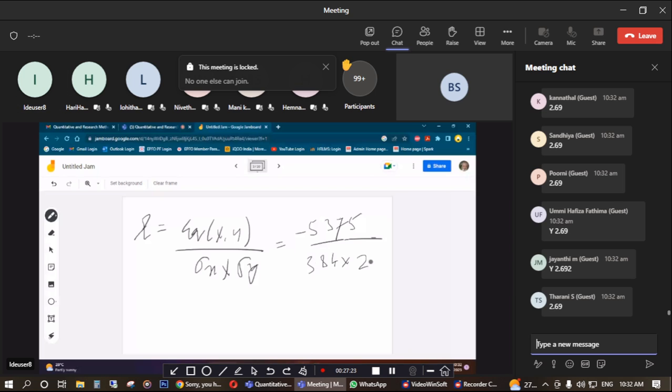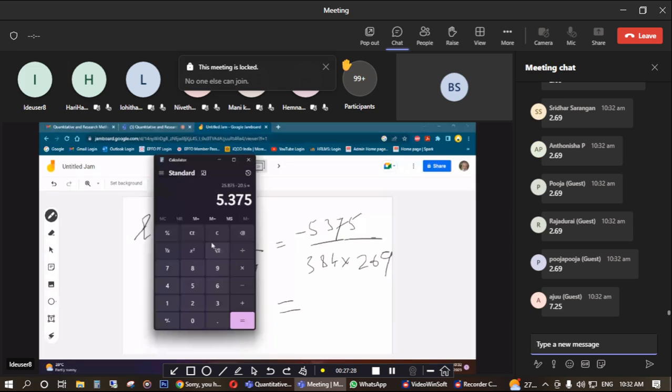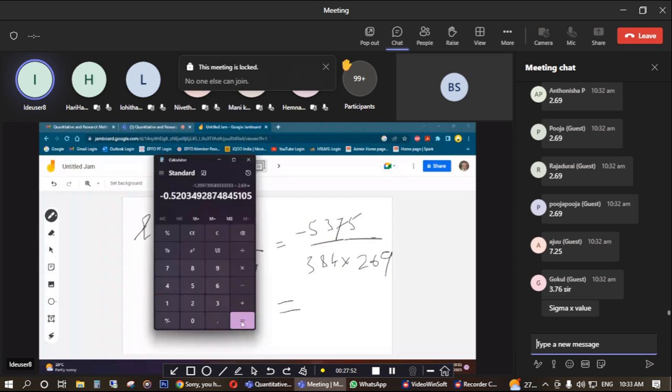So I'm quickly going to solve that for you. Minus 5.375, divided by 3.84. What is the value? Minus 1.39, divided by 2.69. How much is that? Minus 0.52.